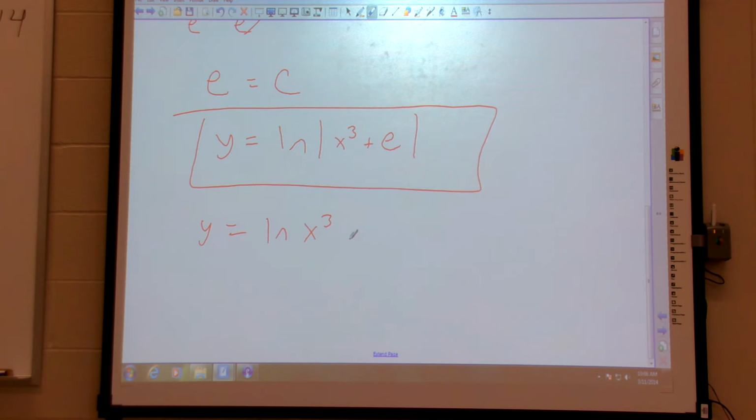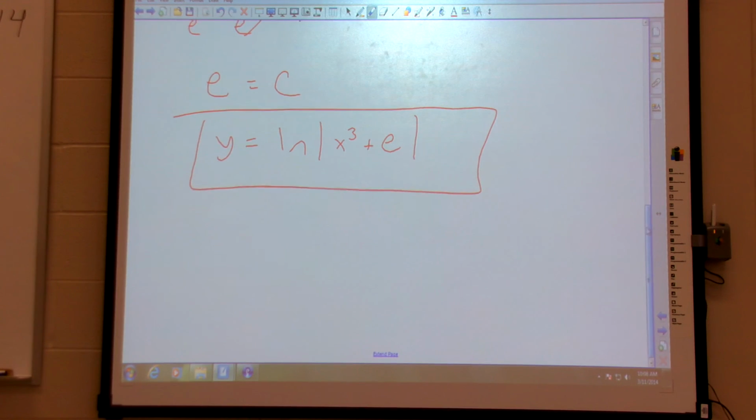You can't break it up. That's what I want to know. Okay. The only way I can take this further is if I looked at different cases of absolute values.